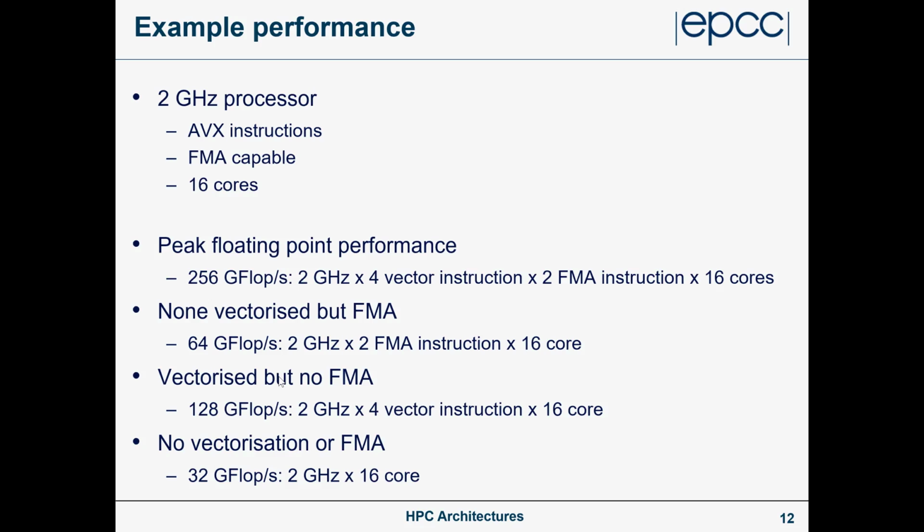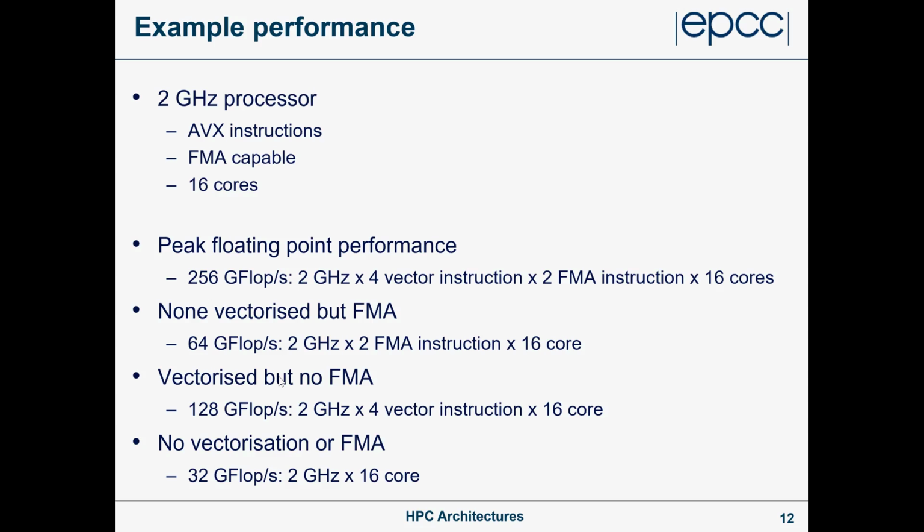In that processor, the clock speed is 2 gigahertz. At each clock cycle we can do 4 instructions in the vector unit, 4 double precision floating point numbers, so that's 8 gigaflops there. Each of those can actually do 2 floating point operations, a multiply and an add, so times that by 2 again. That gets us 16 gigaflops of performance, and then we have 16 cores. So 16 cores, each capable of 16 gigaflops, gives us 256 gigaflops for the overall processor peak performance.